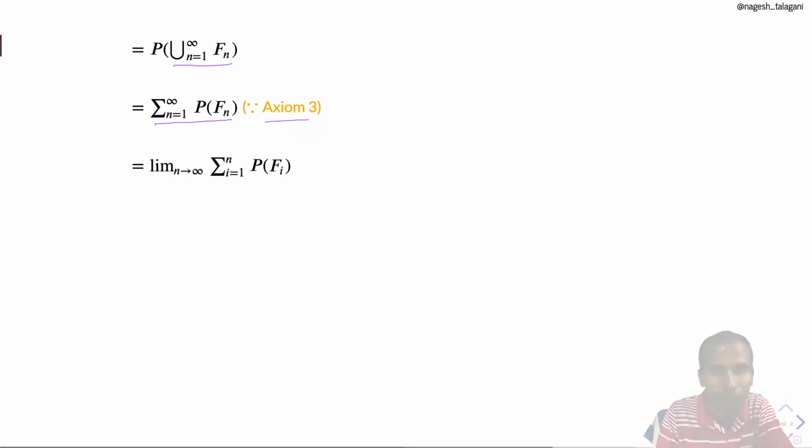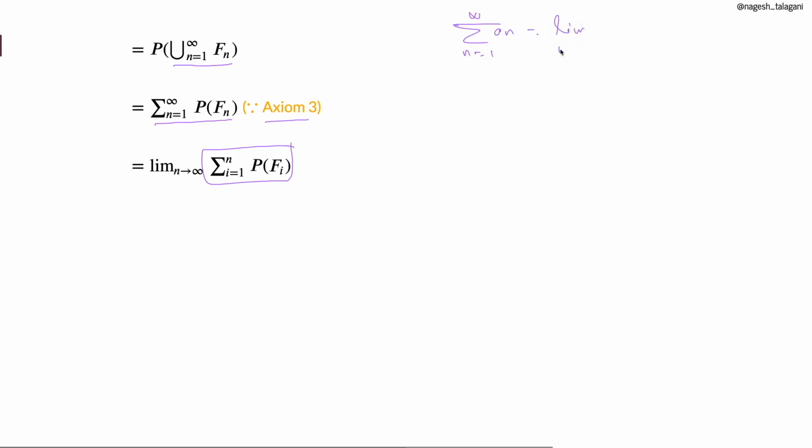That's why I'm taking the limit as n tends to infinity of the summation i equal to 1 to n of the probability of Fi. This is a sequence of partial sums. I think you know the meaning of the summation n equal to 1 to infinity of an. If this series converges, then it is defined as the limit as n tends to infinity of Sn, where Sn is the sequence of partial sums from i equal to 1 to n. I hope you know this. Here Sn is nothing but the summation i equal to 1 to n of the probability of Fi.